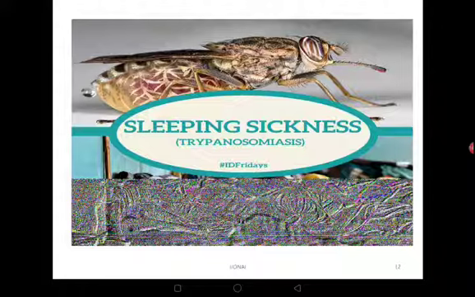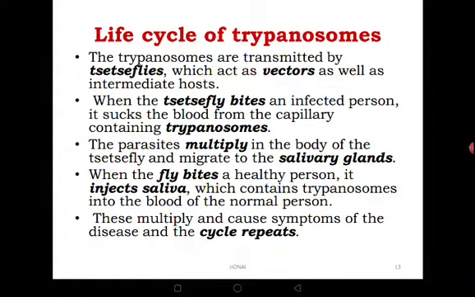It is the vector. The sessile is the one that spreads it. Remember, a vector is an intermediate host. It's an intermediate what? Host. And then a human being, in this case, is the definitive host for the trypanosomes. So great. Let's look briefly at its life cycle.